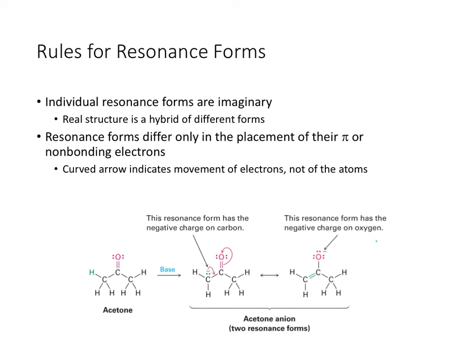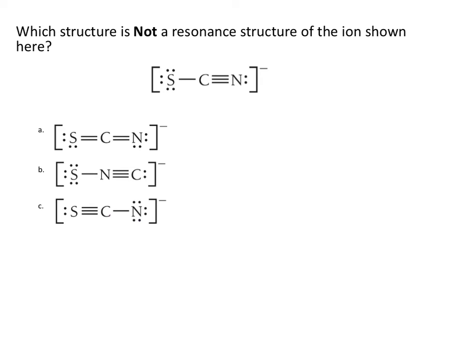So here's an example. Here are 2 resonance structures for something called the acetone anion. So here we have the lone pair on this carbon becoming a pi bond between it and the adjacent carbon, and then we have the pi bond going away and forming a 3rd lone pair on the oxygen. So which structure is not a resonance structure of this ion? Is it A, B, or C? Pause the video and see if you can figure out which one could not be a resonance structure.